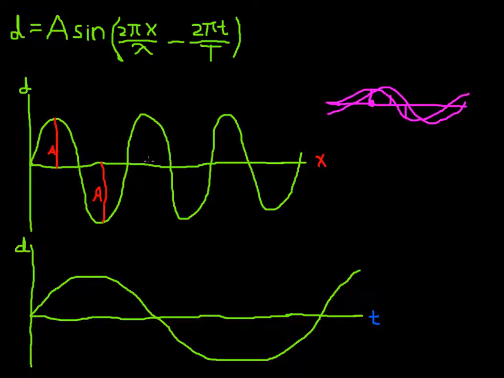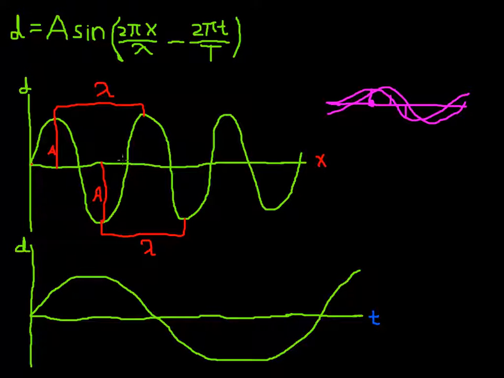Okay, so next we can look at the wavelength of this. I'll pick 2 identical points, like these 2 crests. The distance between them is lambda. And same thing with these 2 troughs. Distance, same exact lambda. And any two identical points on this graph.